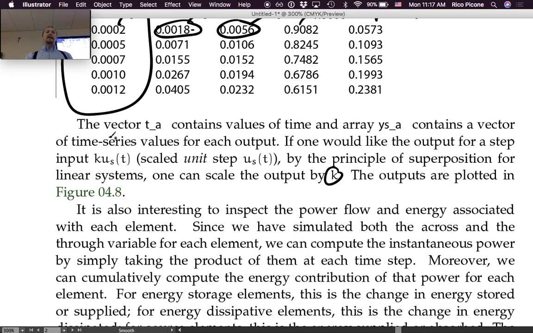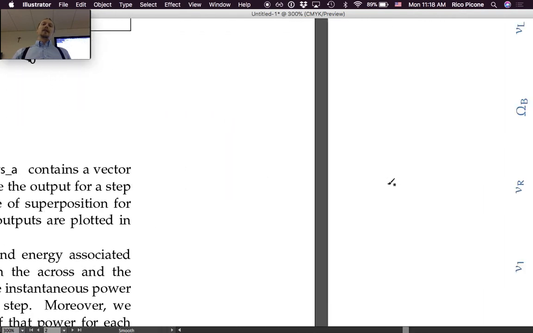Okay, so it is also interesting to inspect the power flow. We plot the outputs in figure 4.8. So let's look at that.